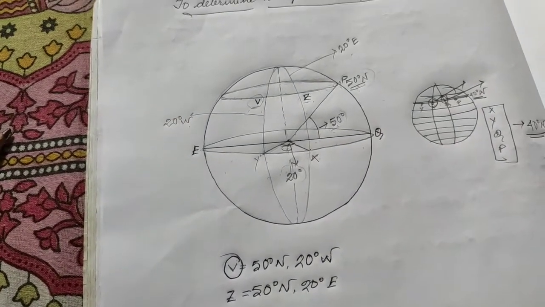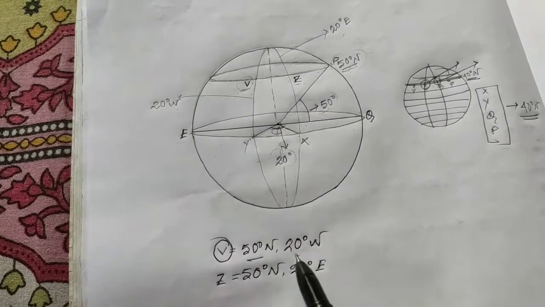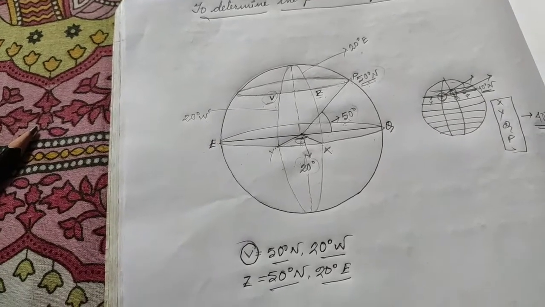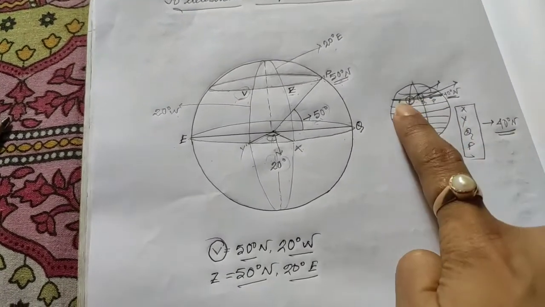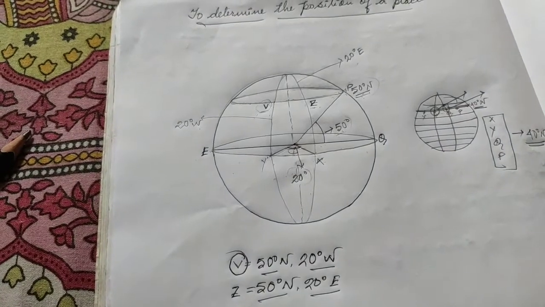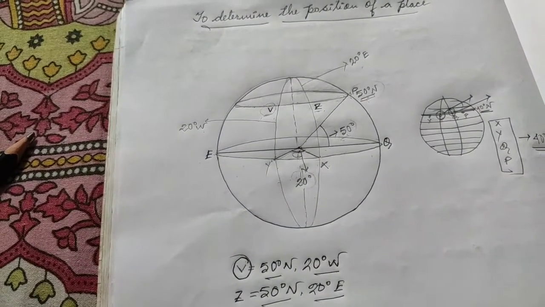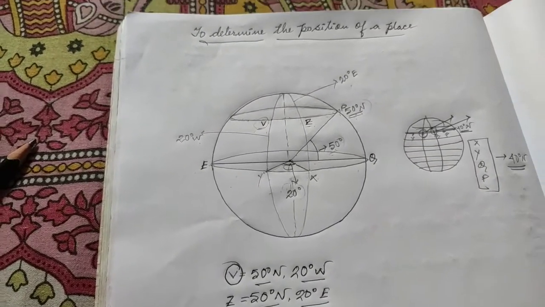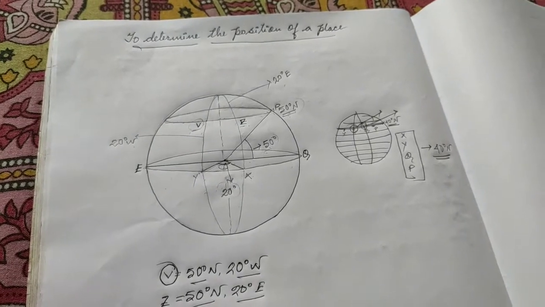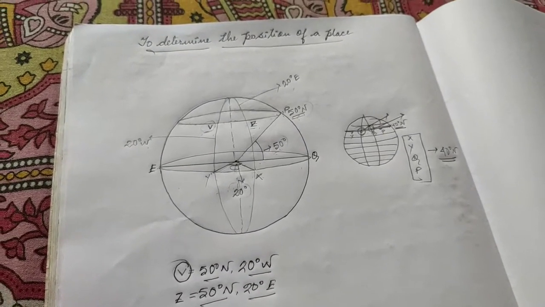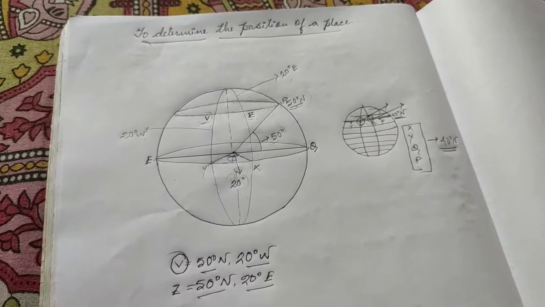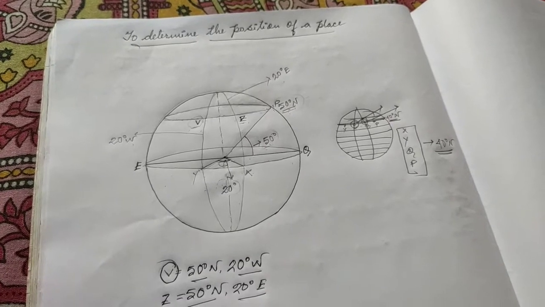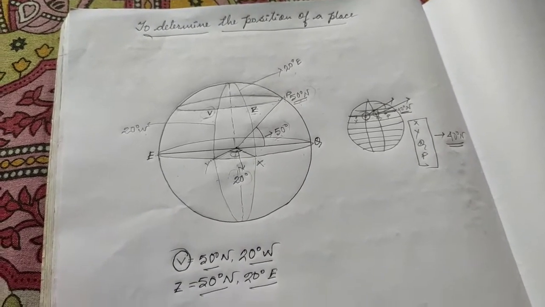So how do we get 50 degrees north and 20 degrees west, and 50 degrees north and 20 degrees east? I hope you can understand now. All the places will have the same latitudinal value. So now you can understand, this is the first portion in this next part of this video, to determine the position of a place from page number 23, that is figure 2.6. That figure I have explained here.